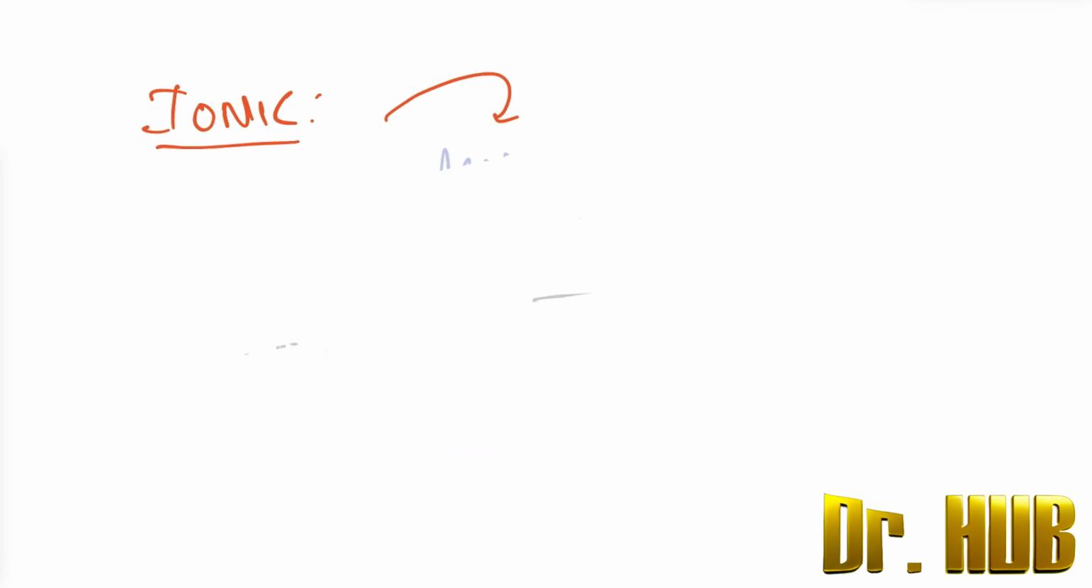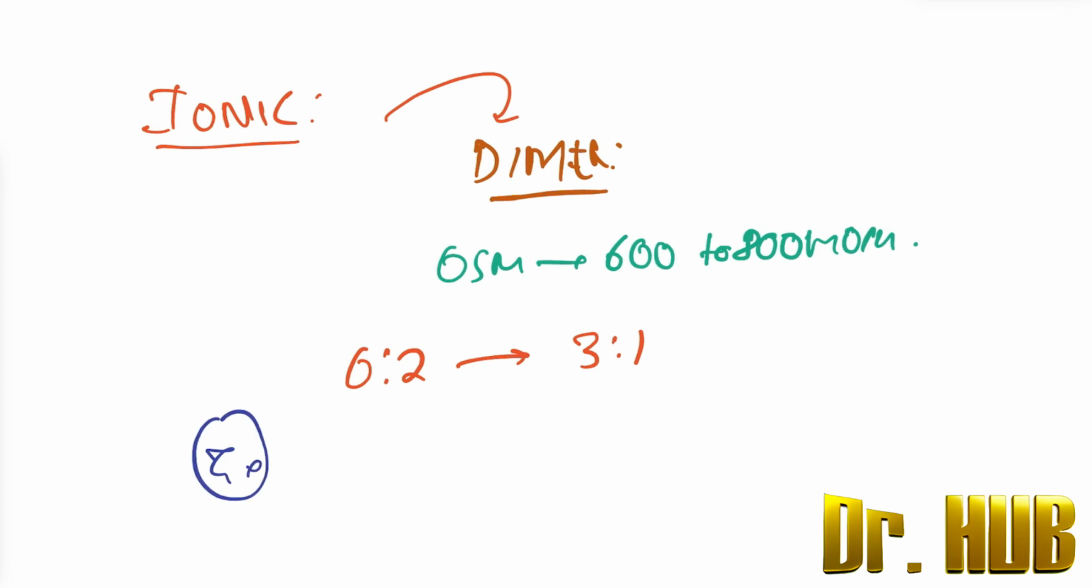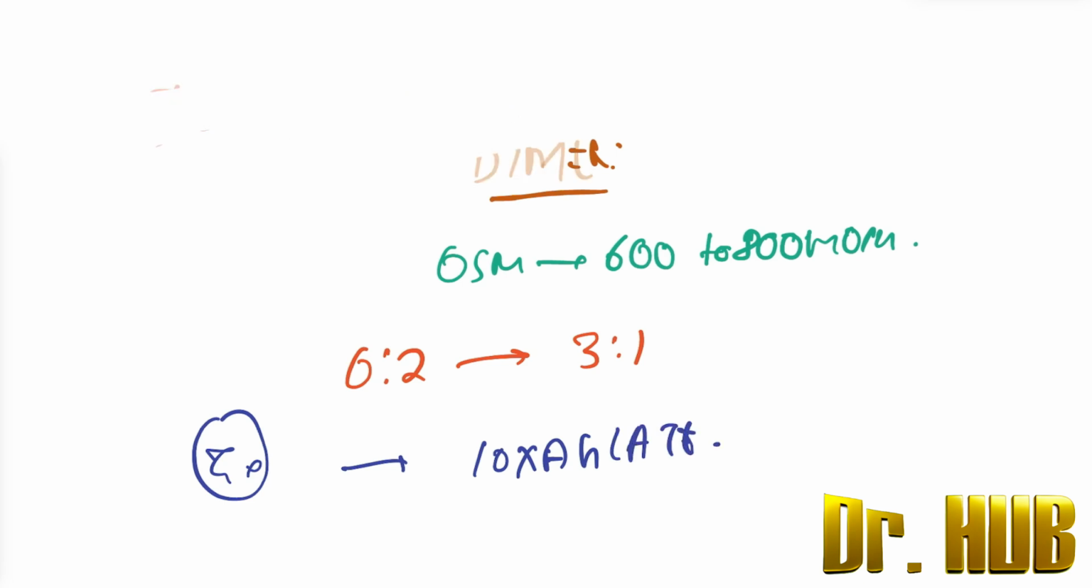Under ionic, now we move on to the dimer. So monomer we saw, and now is the dimer. The osmolarity is about 600 to 800 mOsm, and the iodine particle ratio will be 6:2, or in simplified form 3:1. What is the example of the ionic dimer? The example is ioxaglate. Ioxaglate is the example.